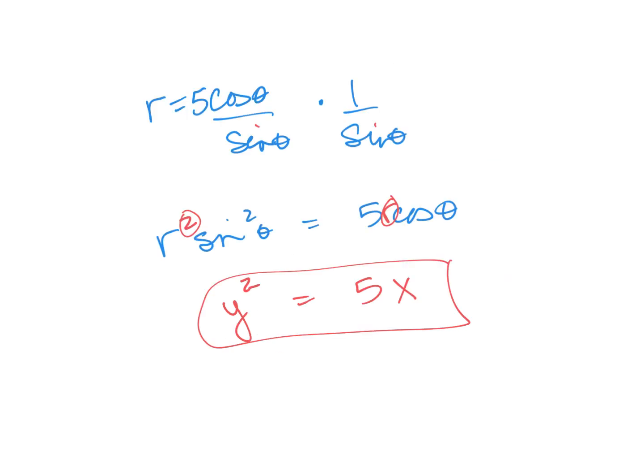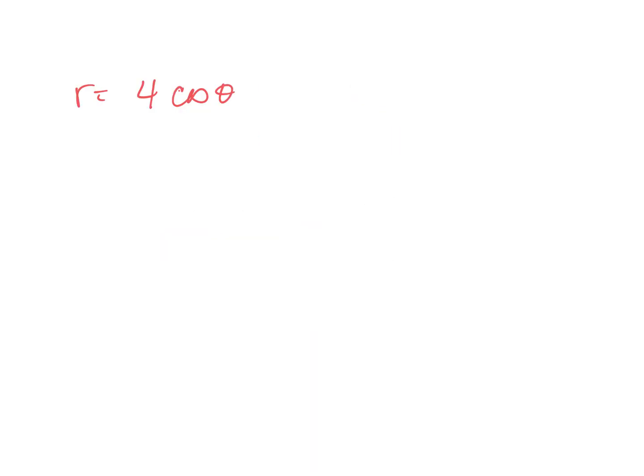So we get r equals 5 cosine over sine times 1 over sine. I've just converted the cotangent and cosecant to cosine over sine and 1 over sine. How did the sine get to the left? I just cross multiplied. So here, if we add an r to both sides, we get that this is x squared plus y squared equals 4x.